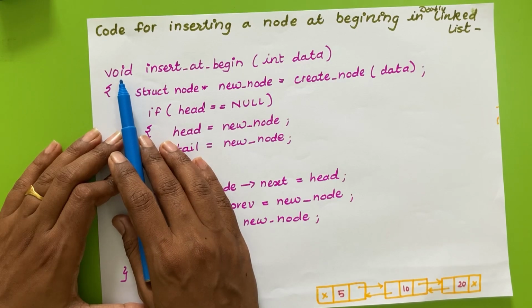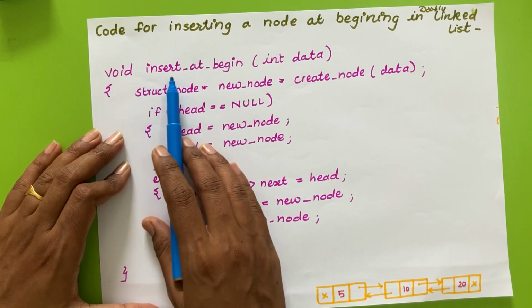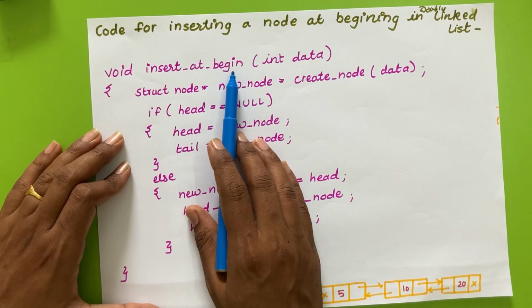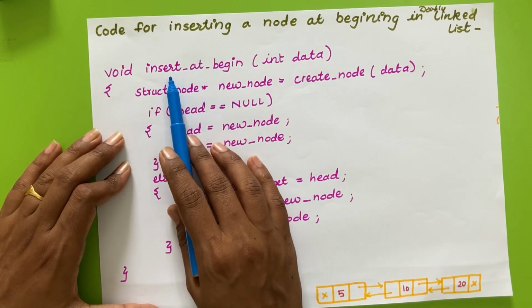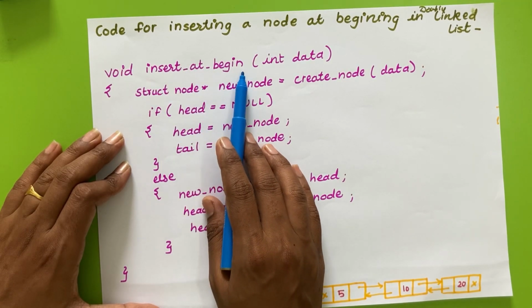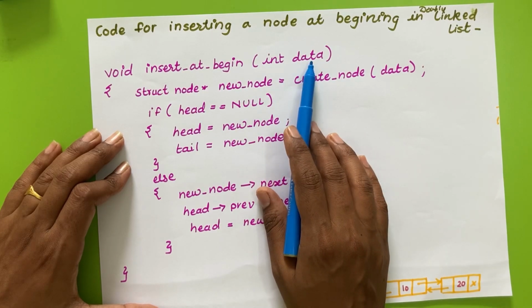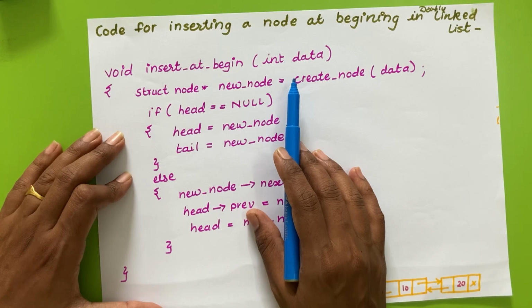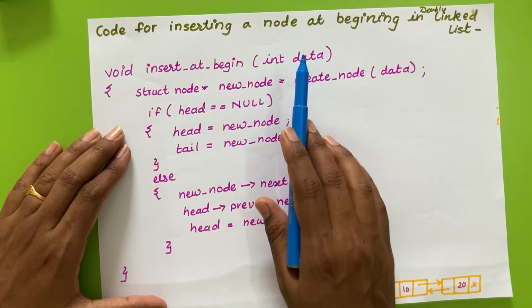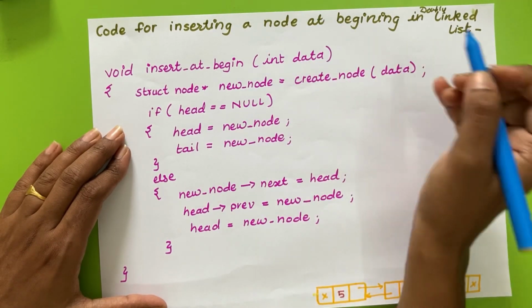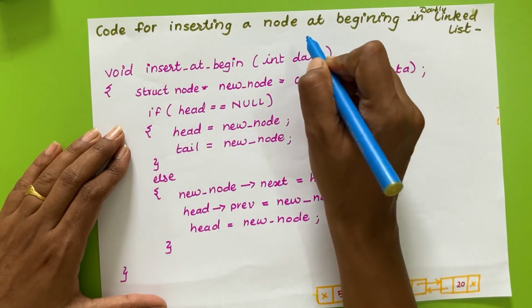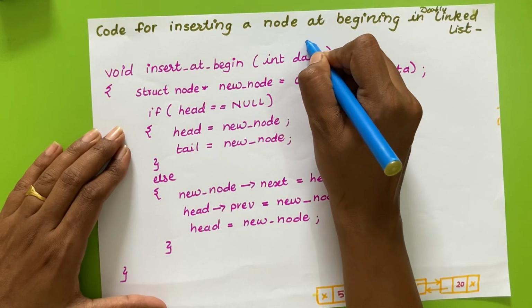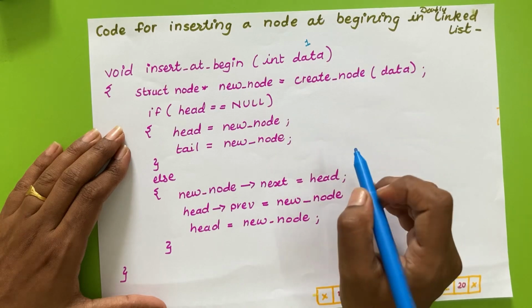So I have created one function here, that is void insert at beginning. This is nothing but _insert_at_beginning, and it also takes one parameter, that is data, which will be passed as a parameter from the main function. So data takes any value. Suppose consider here we are inserting node 1, which means data takes the value 1.